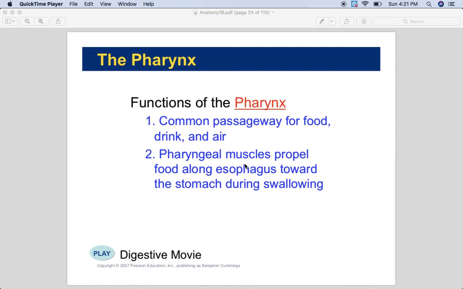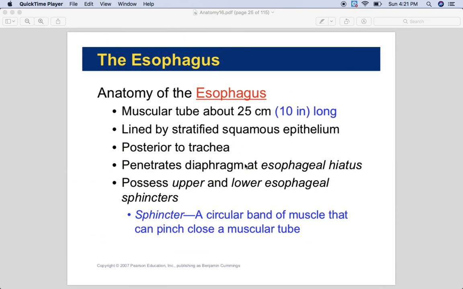From our mouth, we move down to our pharynx, and we talked about the pharynx a little bit in the respiratory system because this is a common passageway for both food and air. Remember, it is what we call our throat. So we've really already talked about that.